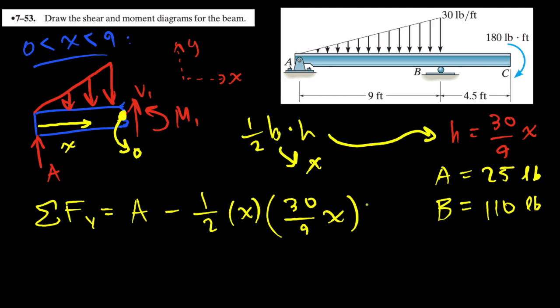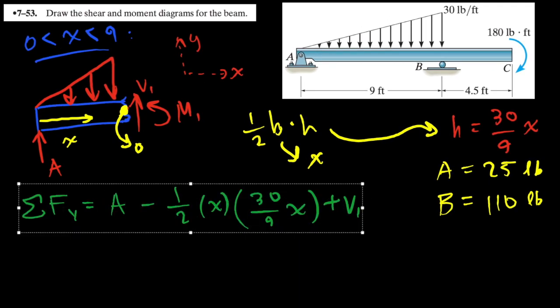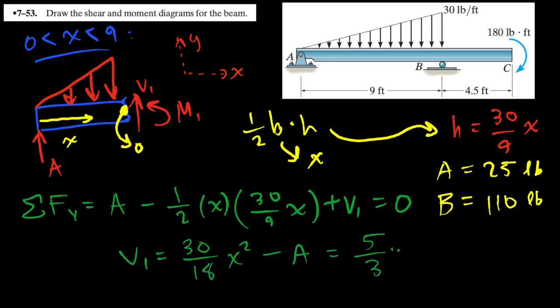And we also have plus V1 here, and this is equal to 0. When we solve this, we get V1 equals 30 over 18 x squared minus A. When we rewrite this, we simply get 5 over 3 x squared minus 25. And that is our shear at this interval.